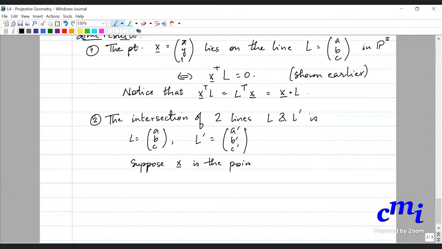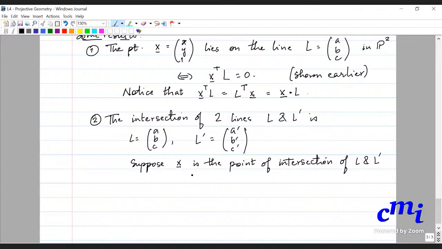Notice we are not even caring about whether these lines are parallel or not. If you were doing this in Euclidean geometry, you would have to say, suppose these lines are not parallel and we let x be the point of intersection. Now we don't have to say that statement anymore. We are in projective geometry and we are not treating parallel lines, or lines intersecting at infinity, as a special case. It is absorbed in this entire language. So suppose x is the point of intersection of L and L prime.